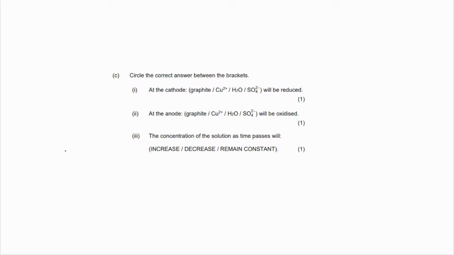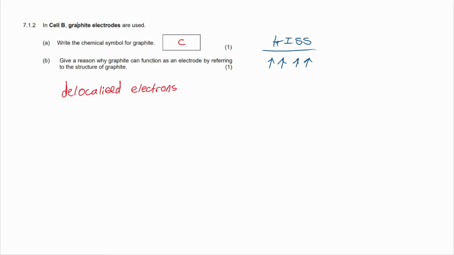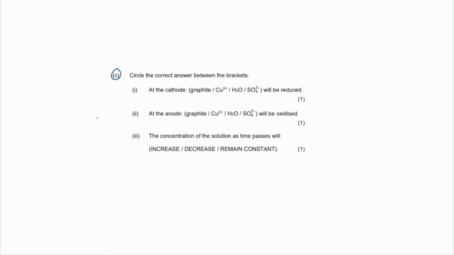And now we're still looking at cell B. We're just now on part C. Okay, and they have this: circle the correct answer between the brackets. At the cathode, what is going to be reduced? So obviously we're going to be using our standard electrode potential table again, but we know why we use graphite electrodes: because they're inert. So they're not going to be reduced and they're not going to be oxidized. So we can immediately cross out graphite over here.